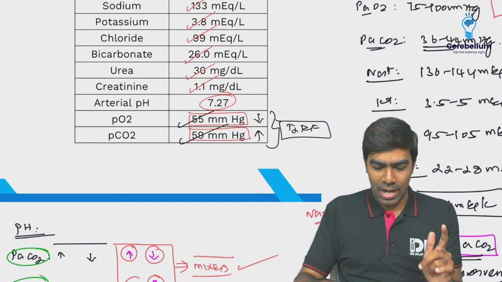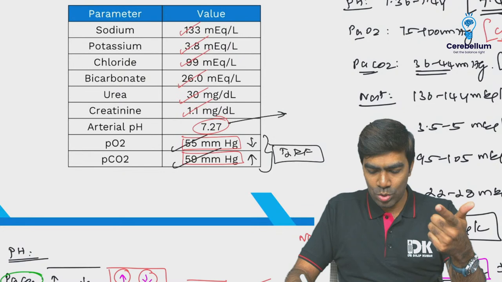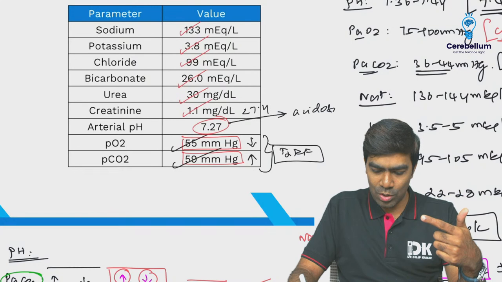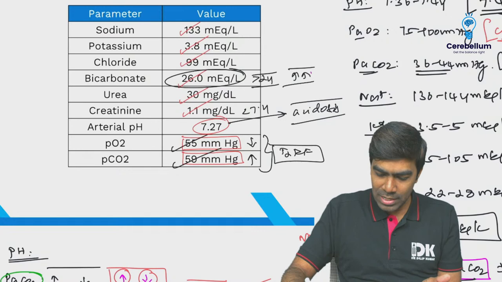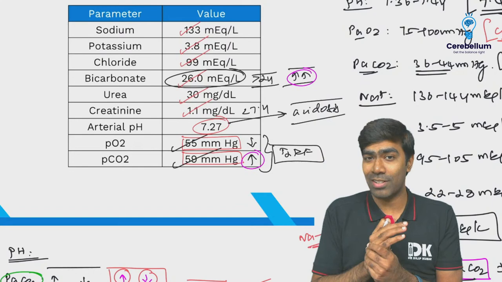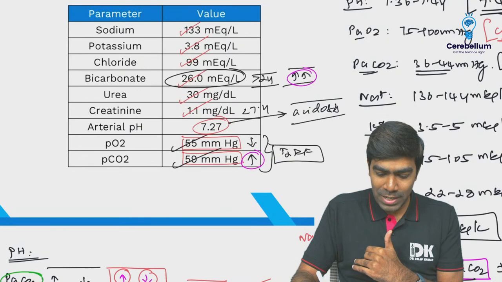And what is the acid-base disorder that is going on? Look at the pH. pH is 7.27. It is less than 7.4, so it is an acidosis. The patient is having acidosis. Look at the bicarbonate. Bicarbonate is more than 24, which means bicarbonate is increasing. PaCO2 is also increasing. Arrows are moving in the same direction. Bicarbonate increasing, PaCO2 increasing, but the pH is decreasing. So what's there here?